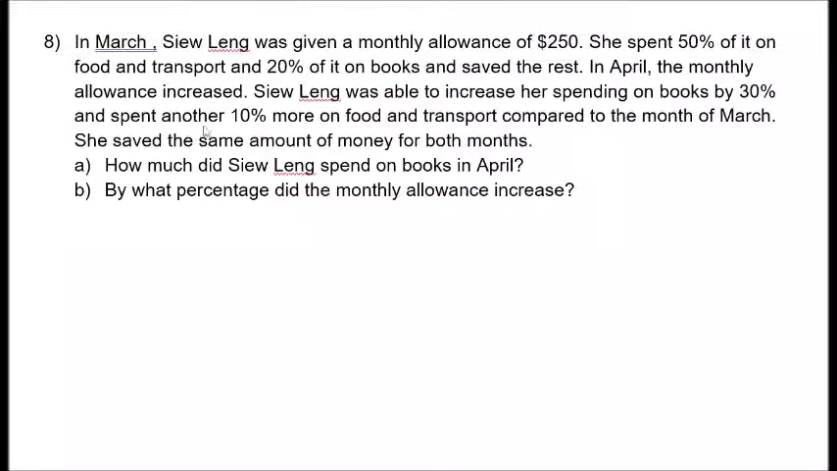In March, Siu Ling was given a monthly allowance of $250. She spent 50% of it on food and transport and 20% of it on books and saved the rest. So in April, the monthly allowance increased. Siu Ling was able to increase her spending on books by 30% and spend another 10% more on food and transport compared to the month of March. She saved the same amount of money for both months.